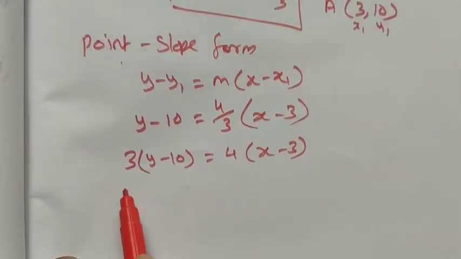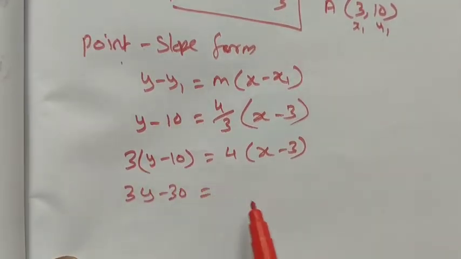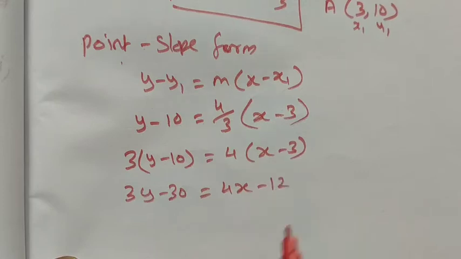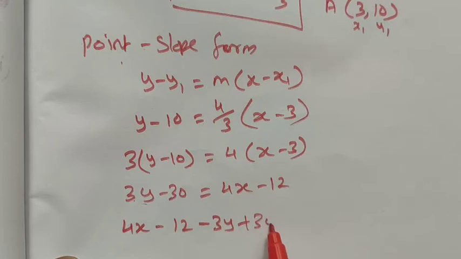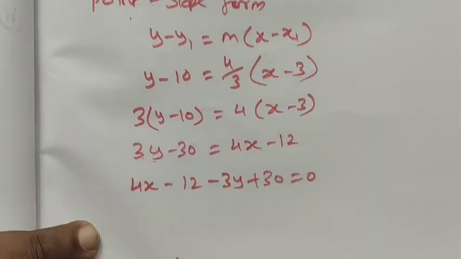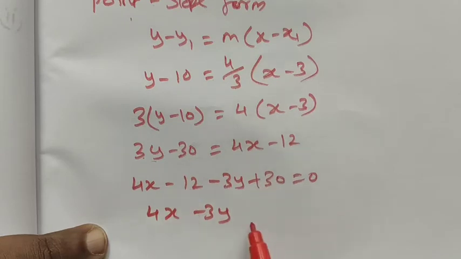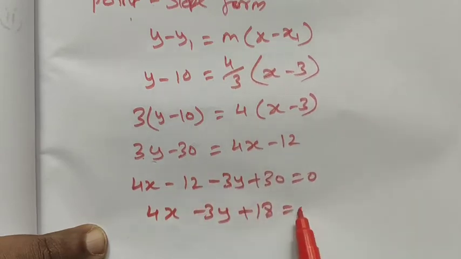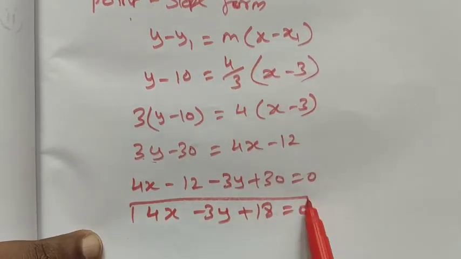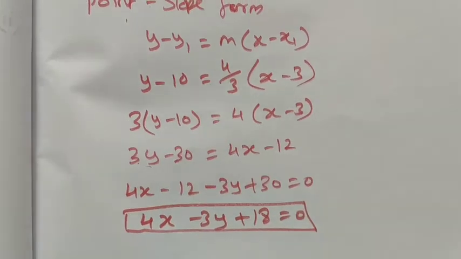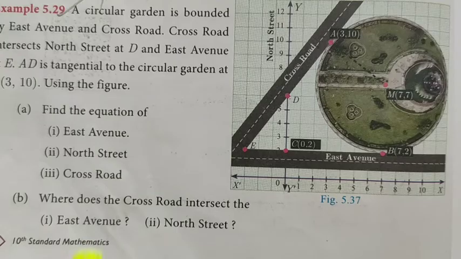Multiply the terms inside. 3y minus 30 is equal to 4x minus 12. I take this term to this side. So here already we have 4x minus 12. If I take it to another side, we get 4x minus 3y plus 30 minus 12, which is plus 18 equal to 0. This is the equation of the crossroad. So first A is completed.